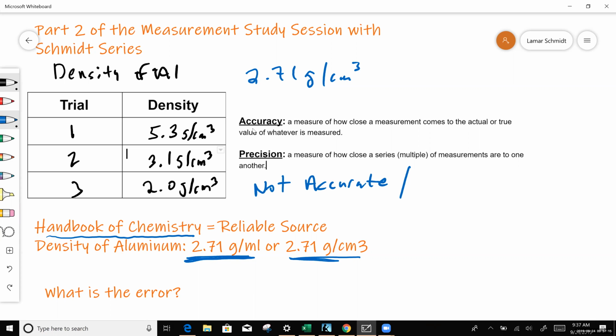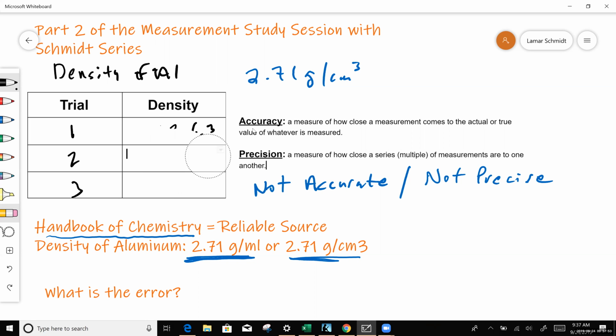But what can we say about precise? Precision is a measure of how close a series of measurements are to one another. Are our measurements close to one another? Is 5.3 close to 3.1? Is 3.1 close to 2? No, they're not close to one another, right? So it is not precise. You see that? So you have to interpret your results sometimes, and you're going to have to tell tomorrow whether something is accurate or precise, and that's how you're going to do that. So let's use another example.